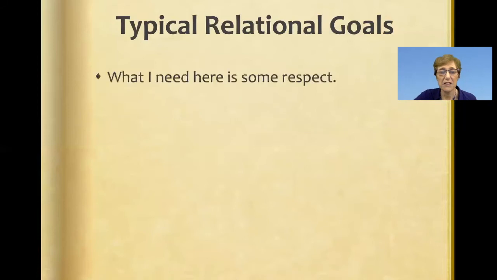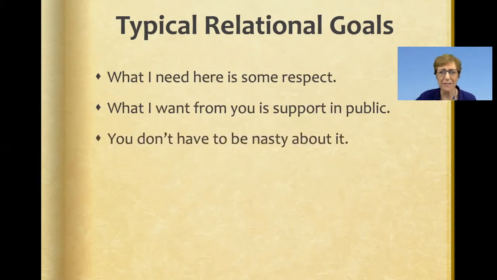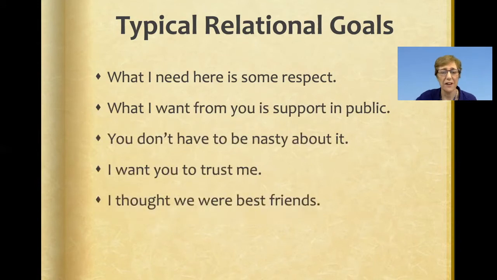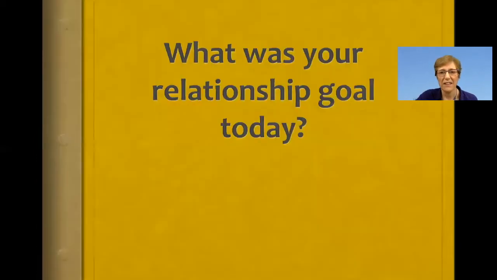Some typical relationship goals. This is what you might hear people saying when it's a relationship goal. What I need here is some respect. What I want from you is support in public. You don't have to be nasty about it. I want you to trust me. I thought we were best friends. What I do is none of your business. So these are some things people might say. So think about that conflict, and did you get to the right goals? And then we'll move on to the next type of goal.